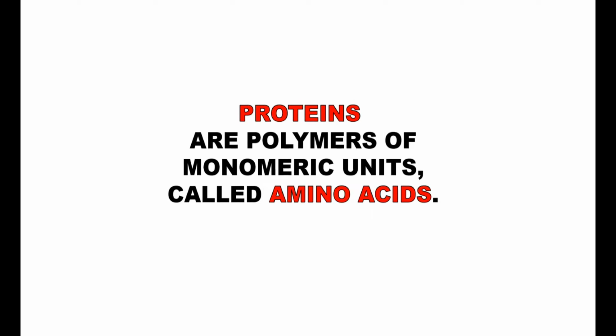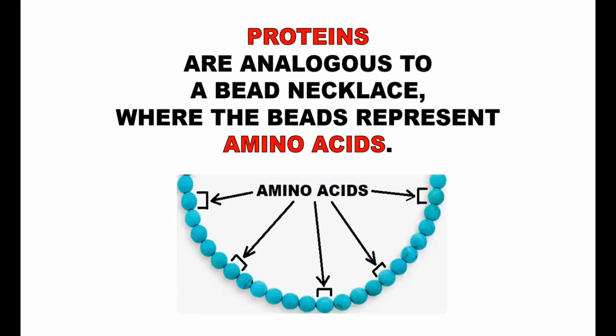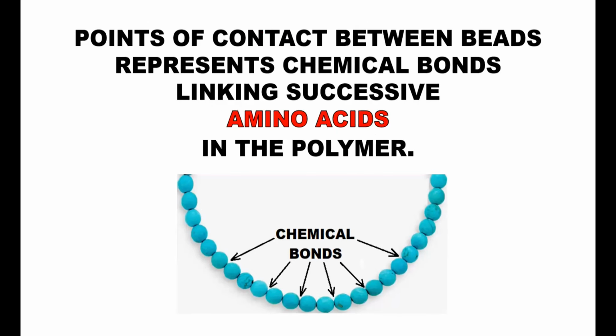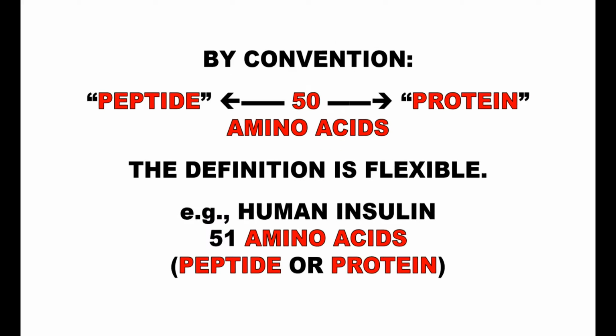Now, proteins, which is the major biomolecule second only to water in the cell, are polymers of monomeric units called amino acids. They are analogous to a bead necklace where the beads represent amino acids. So in the picture at the bottom of the slide, these spherical turquoise-colored beads would represent amino acids. The points of contact between the beads represent chemical bonds that link successive amino acids in the polymer. And by convention, these amino acid polymers have two names.